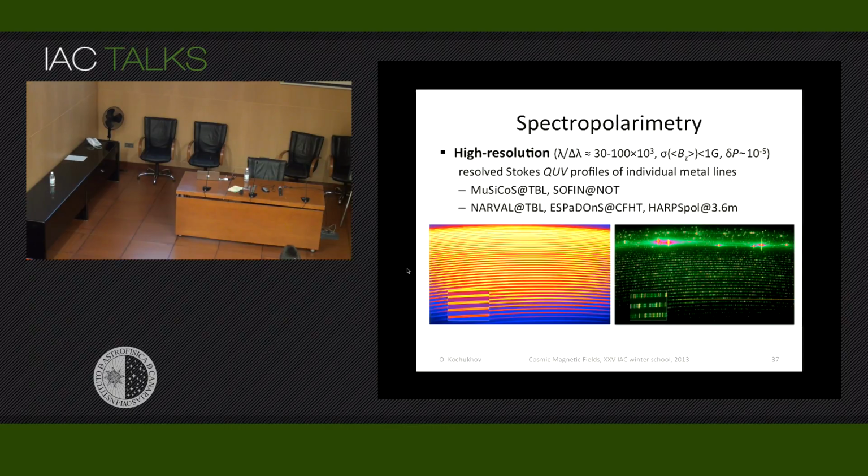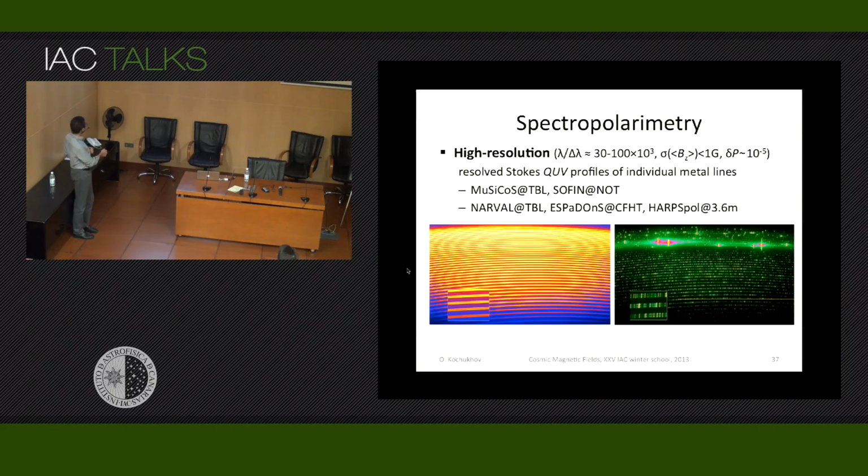These images illustrate roughly how the raw data from such a high resolution spectropolarimeter would look. What is shown here is an image where we see echelle spectra. This is a wide spectral coverage, and the spectrum is sliced into orders. And this is a zoom picture.